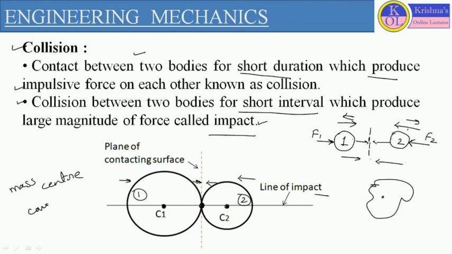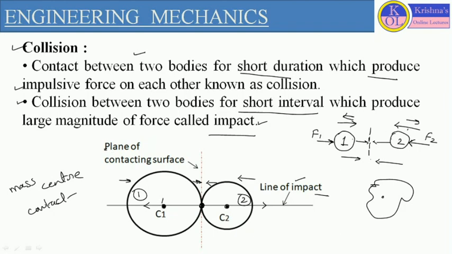So contact point is another term related to collision, and line of impact we define as the line joining the mass centers of the bodies and the contact point of these two bodies. If all 3 points are in the same line, that line is called the line of impact, and the impact force we will consider along this line only. Impact force is generally defined along the line of impact only. That is why it is called line of impact.